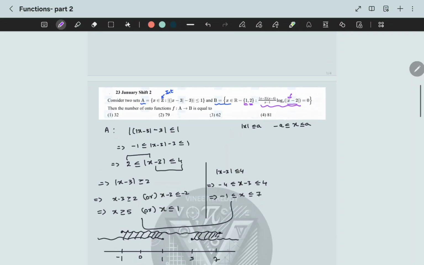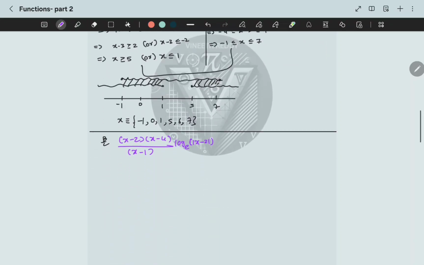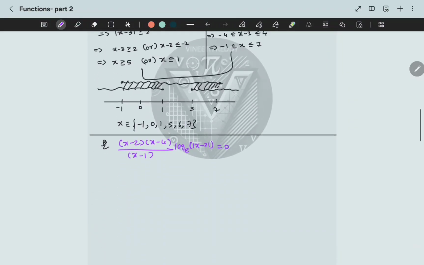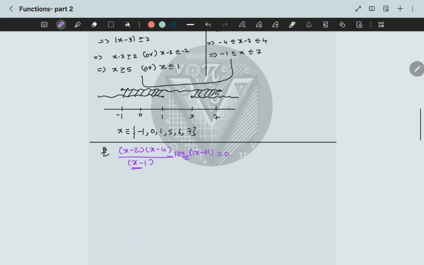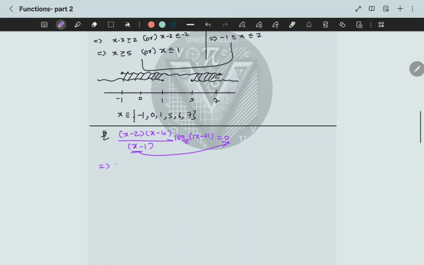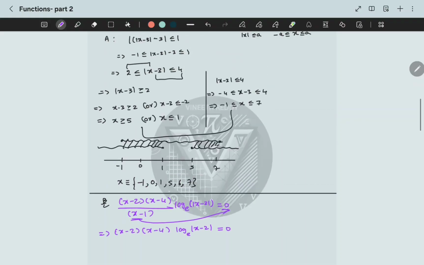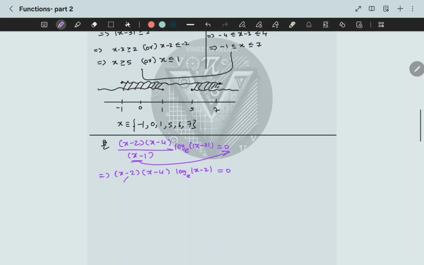See here, we have a modulus. Now, since x is not equal to 1, we can cross multiply by x minus 1. So we get (x minus 2)(x minus 4) and the log, right, this is equal to 0. See now if x into y is 0, we can say that either x is 0 or y is 0. But here we can clearly see that x is not equal to 2. That means this part cannot be equal to 0. Now this part can be 0. That means x can be 4, right?